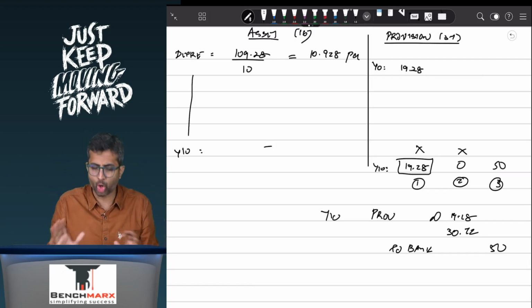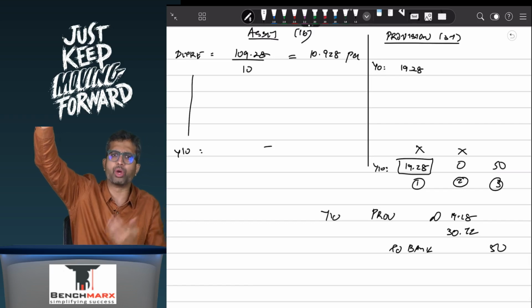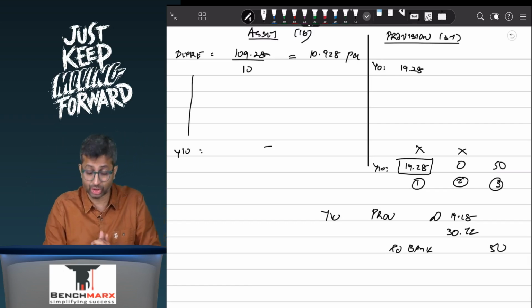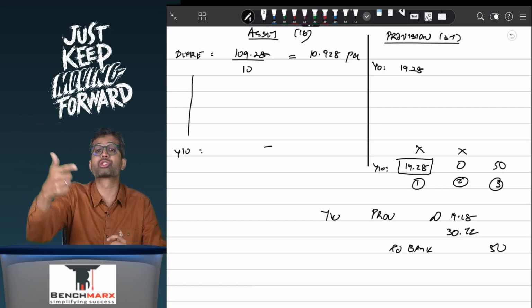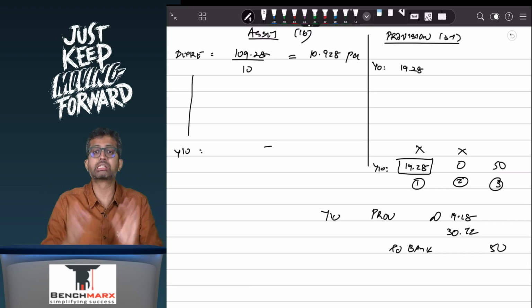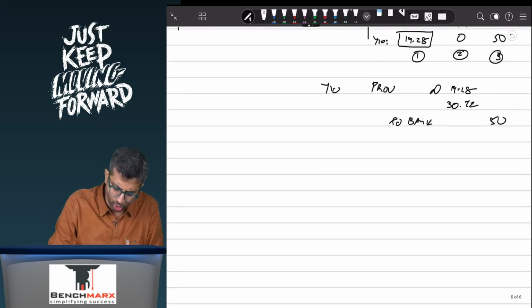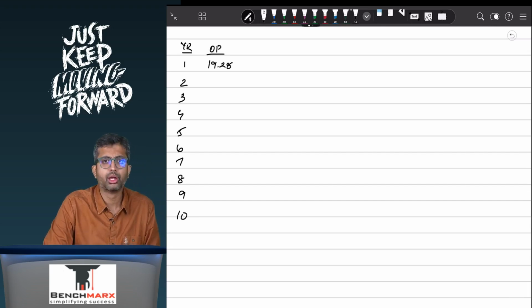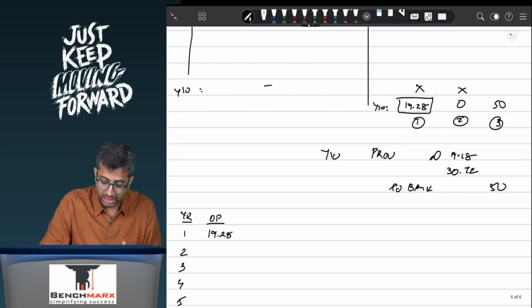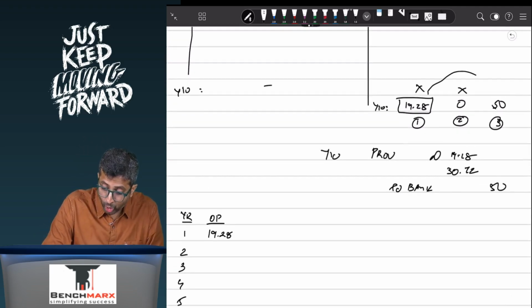Now, what is this called? Like asset going from 109.28 to 0, that process is called depreciation. Your provision going from 19.28 to 50, that process is called unwinding of discount. So, what will you do? You will say year 1, 2, 3, 4. You don't need to do it for all the years, but just to get a conceptual understanding, the opening provision was 19.28. As we have decided that this has to somehow proceed on to 50.